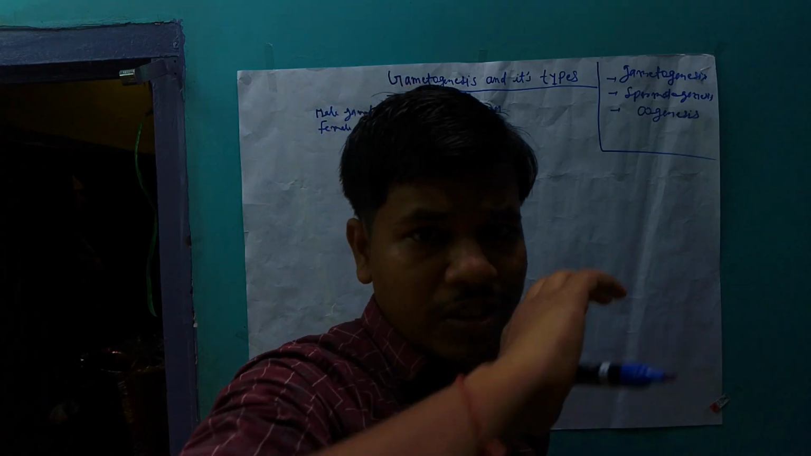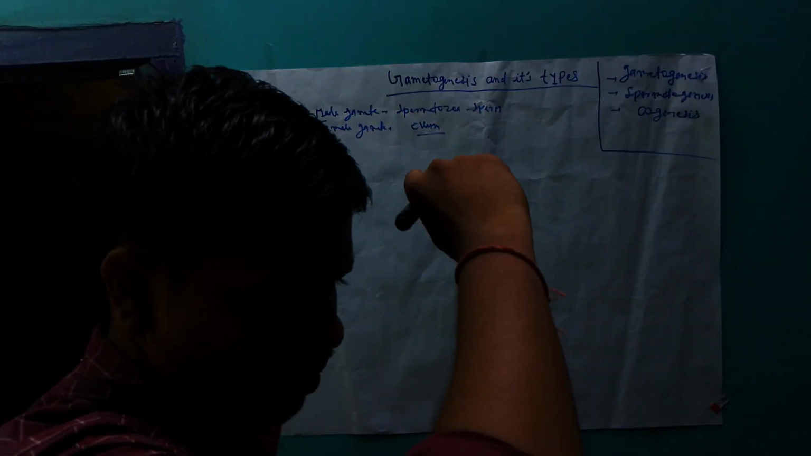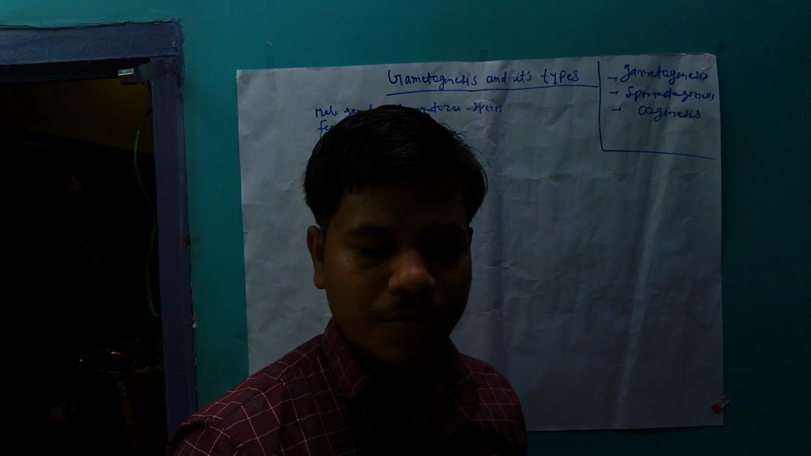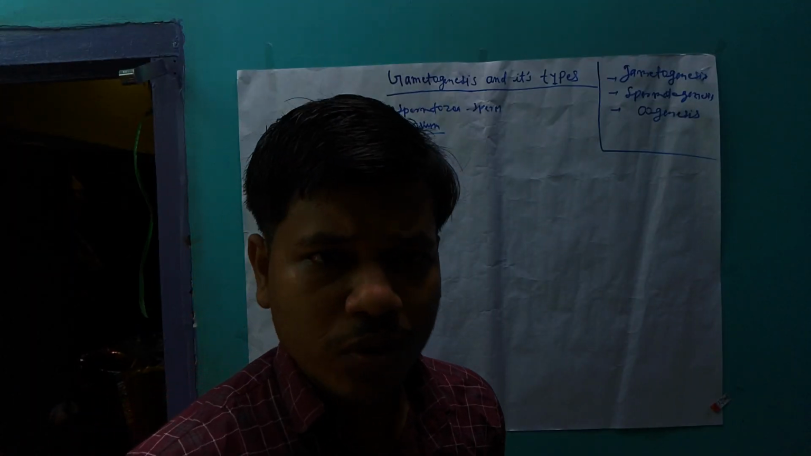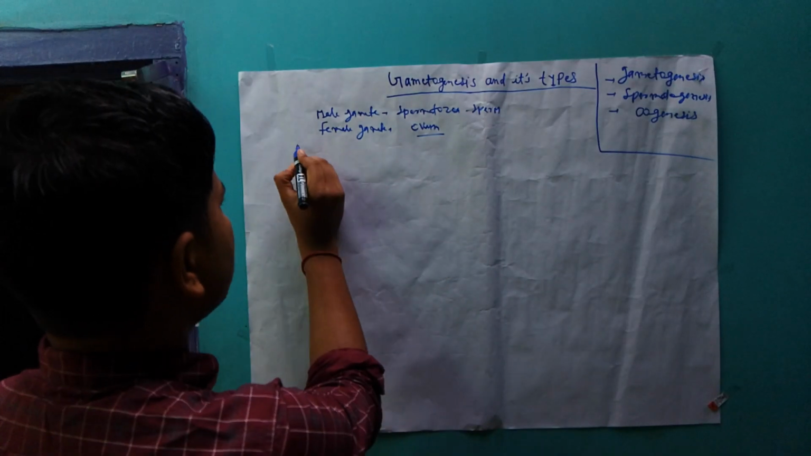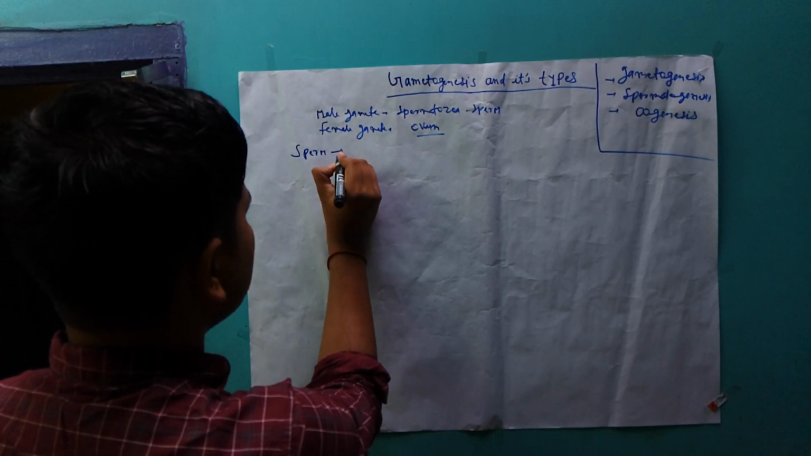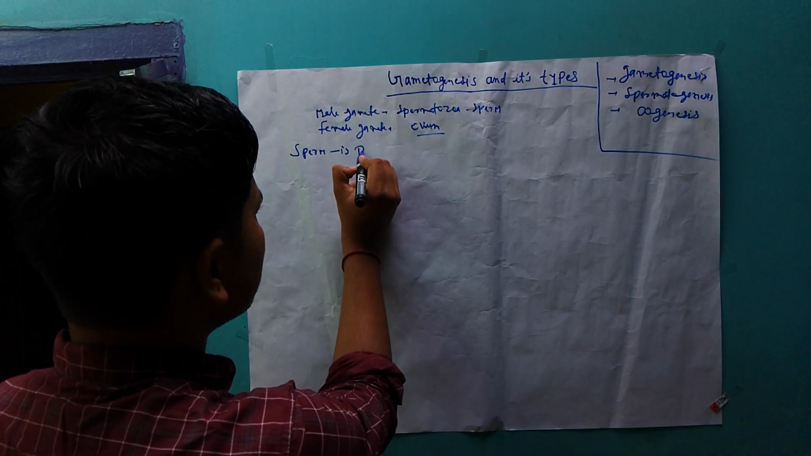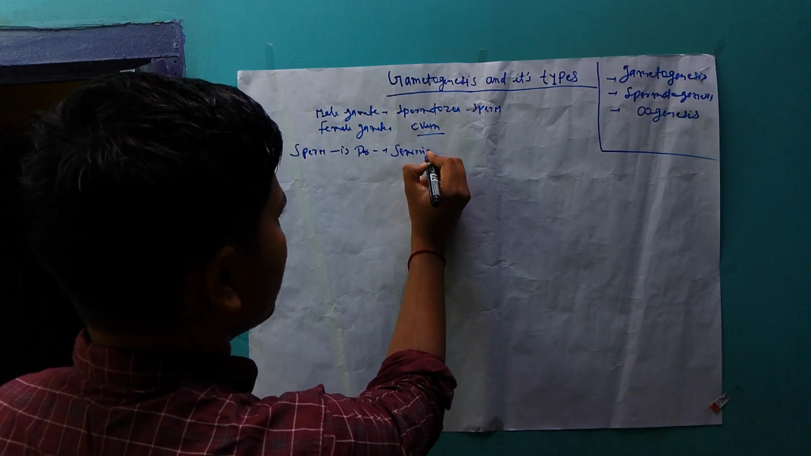Now we will first talk about spermatogenesis. Spermatogenesis is the formation of sperm in the male. Sperm is produced in the seminiferous tubule.